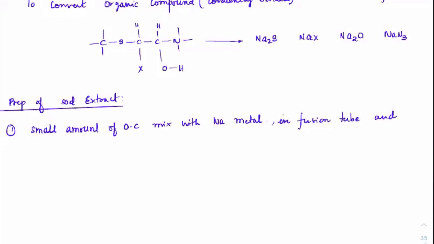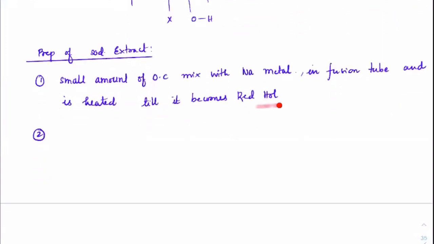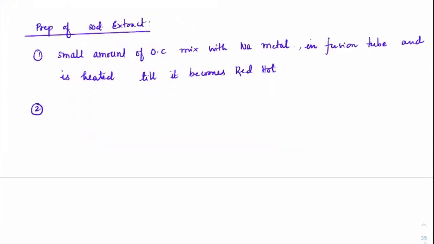Which will sustain quite a amount of heat. Okay, it won't break easily. Got it? And it is heated till it becomes red hot. So we keep heating so strongly that the entire organic compound along with sodium metal in the fusion tube should become red hot. Got it? So till this point that glass won't break. Got it? So that is what is called as fusion tube.